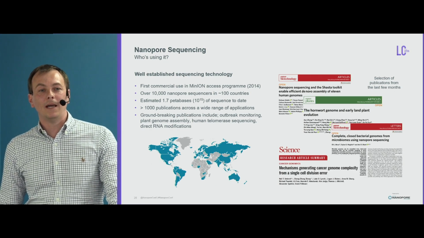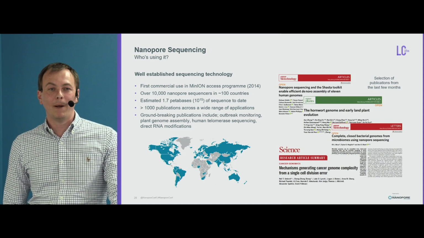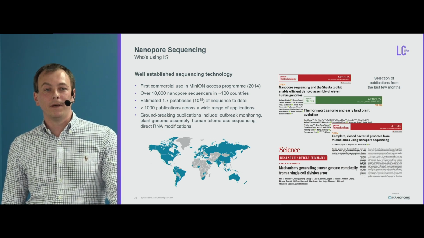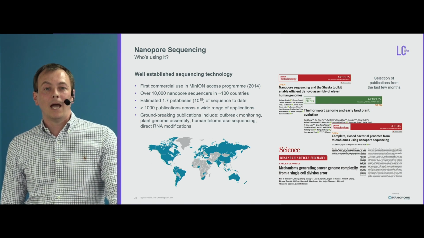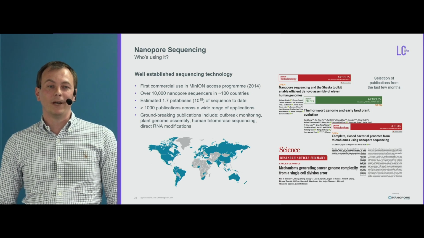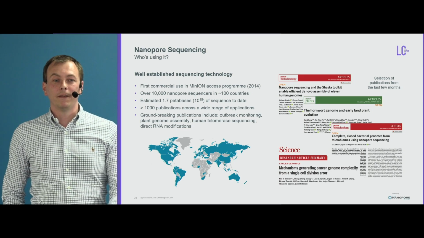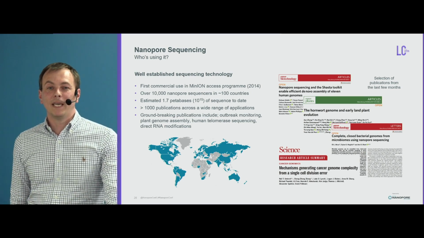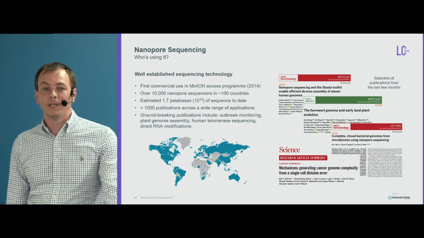We've recently passed a landmark 1,000 publications from our platform across a really diverse range of applications. Those include things like outbreak monitoring, plant genomics, and human sequencing, leveraging those long reads, and really novel features of the platform like the direct RNA modifications. There are some examples here just from the last few months from some really top journals.